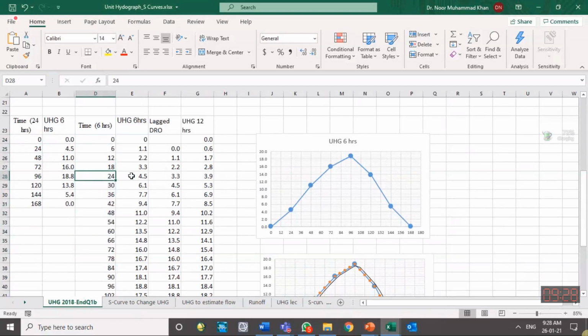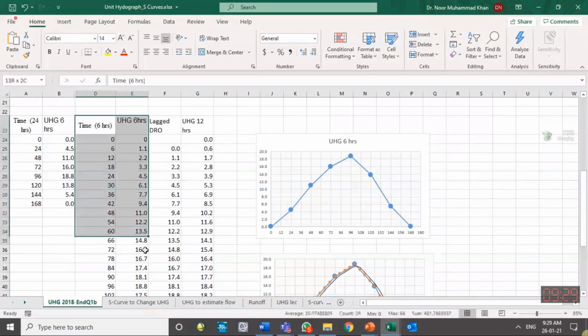So for example, after 24 hours it is 4.5, whatever is given over here. But in between, we have filled the gap by linear interpolation. By linear, so 6 hours, 12 hours. So make a unit hydrograph with a time step of 6 hours.